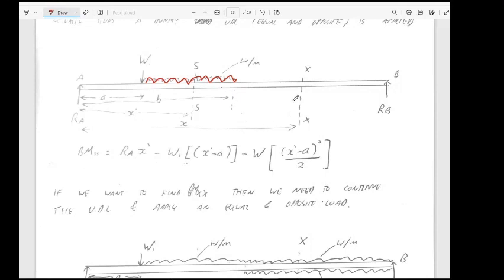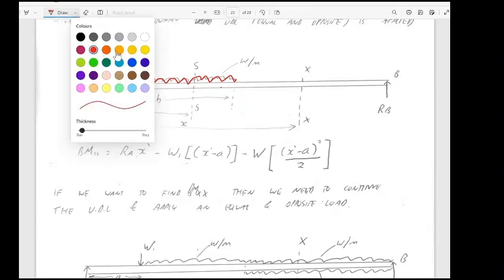Well, that causes an issue in terms of, it doesn't run all the way to the end of the beam, so we can't deal with it like we did in the previous example. So in order to be able to do that, what we can do is we can take that UDL and we can extend it to the end of the beam.